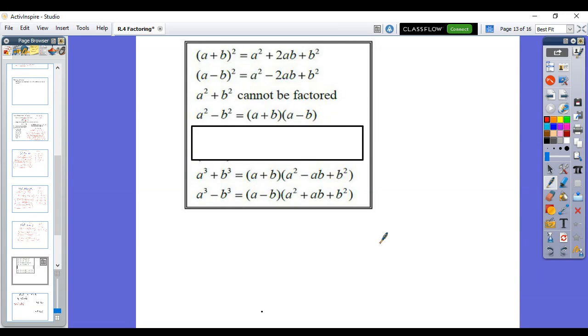Welcome back to our last part of our factoring section. All right, so we're looking at special types of factors. Specifically, we're going to look at this one, and this one to see what's so special about them.